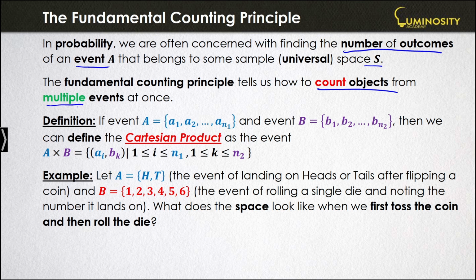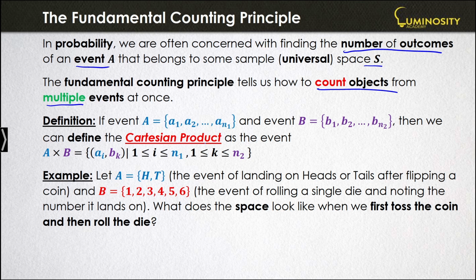Whereas in previous probability problems, generally we have one universal space S, and usually we pick events one at a time and look at the number of objects in that event. But what if we wanted to look at multiple events at once and count all the objects in the various events and all the possible combinations that can happen? So I'm going to start off with defining what we call the Cartesian product.